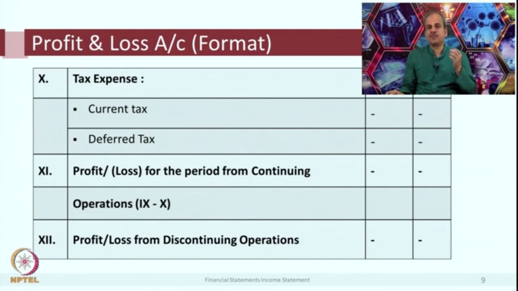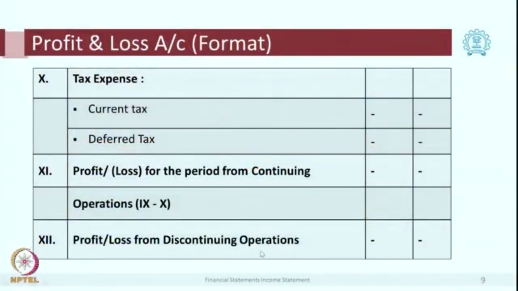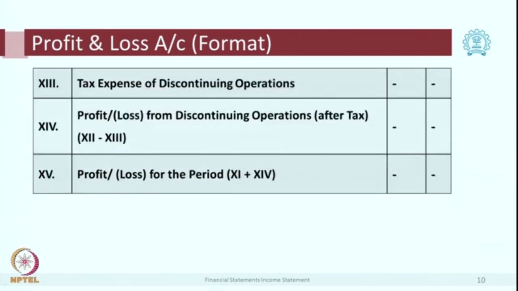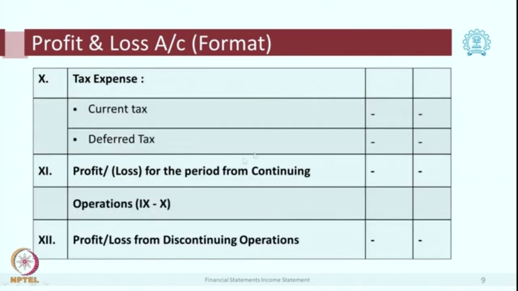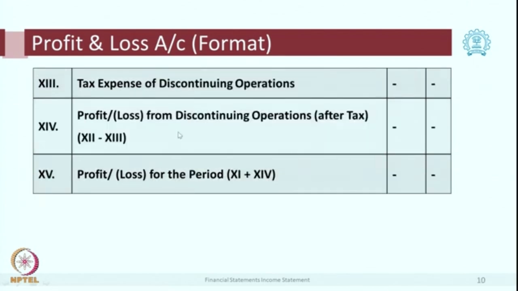Now, some part of the business you might have stopped. For example, a certain factory is closed now, or a certain line of business is closed. Then again, the readers of the P&L should know that this is a profit or loss coming from a closed business. So, it is to be separately categorized in 12 as profit from discontinuing operations. Okay. So, at 11 you have calculated all the profit from continuing operations, then profit from discontinuing operations, you reduce any tax expense on discontinuing operations. So, in 14 you get profit or loss from discontinuing operations. Now, this 11 plus 14 together gives you profit or loss for the period.